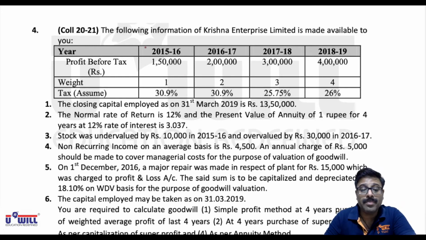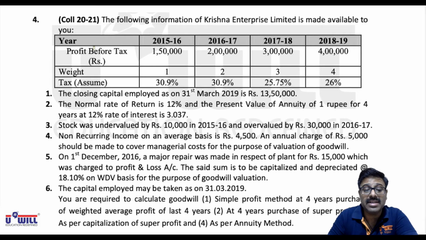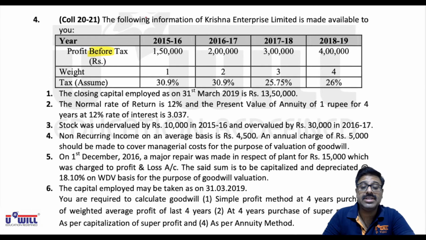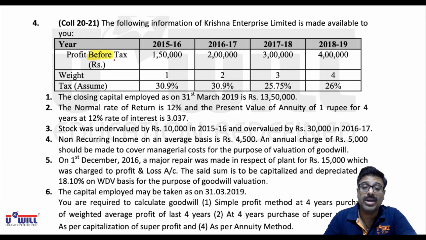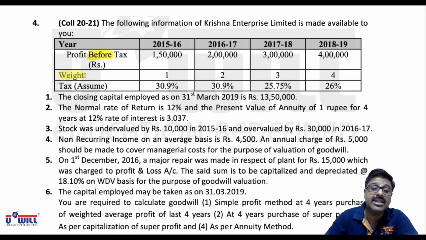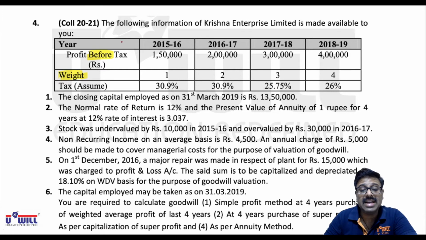So question 4. The following information of Krishna Enterprise Limited is made available to you. You all can see profits are already before tax, and we discussed this in one of the notes. In case of average future maintainable profits, all adjustments should be made in profit before tax, and tax should be subtracted at the end after making all the adjustments. So that is what we are going to do over here. Profit before tax is 1,50,000, 2 lakh, 3 lakhs and 4 lakhs. Now weights are already given, which means we have to apply the weighted average method.